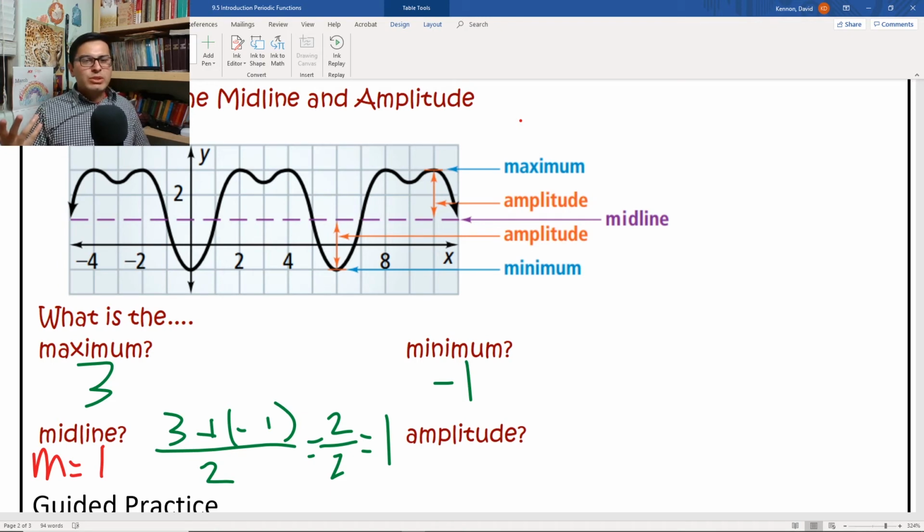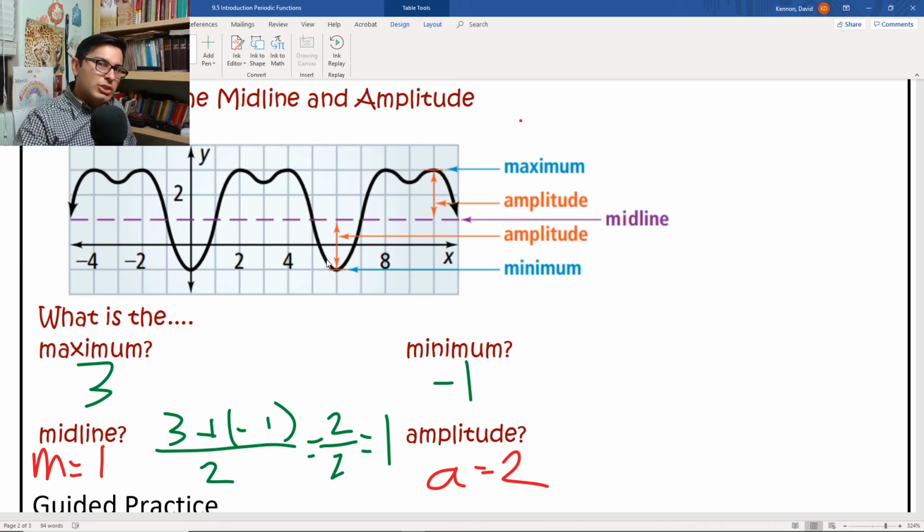Now what is amplitude? Amplitude, once you have your midline, is actually super easy to find out. All you have to say is how far above the midline it goes and how far below the midline it goes. As you can see right here with this set of arrows, it goes 2 units above the midline. And it also goes 2 units below the midline. So our amplitude is just going to be 2. You're not going to add them up or anything weird. You're just going to say, well, it's 2. It goes 2 above and it goes 2 below. So the amplitude, A, equals 2.